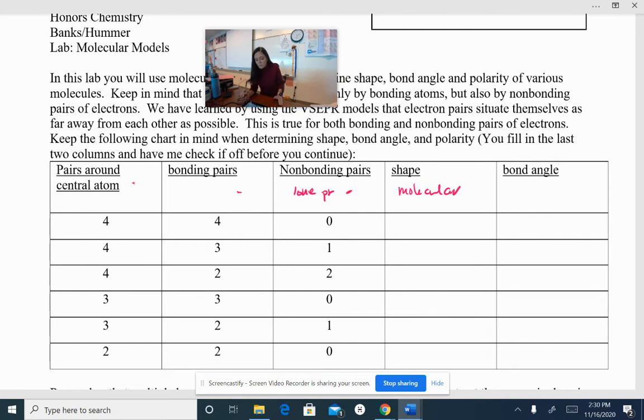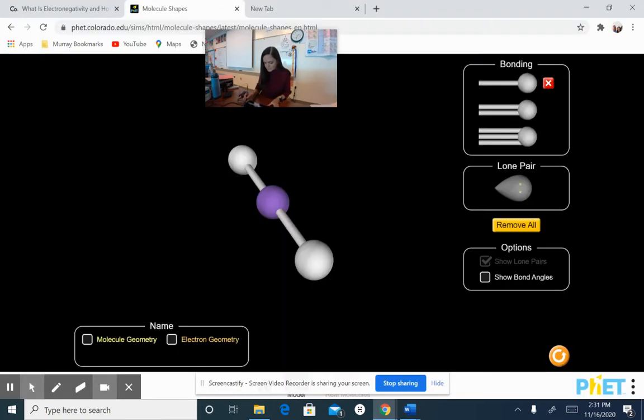So let's do a couple of these so that you know how to fill in this table. You're going to use this paperwork to fill things in, and then you're going to take the questions that are on this paperwork, and you're going to use what you filled in to answer the questions on your Canvas assignment for this lab. So here we've got 4 pairs around that center atom, or 4 areas, and they're all bonding. So let's go to the PhET and let's build that.